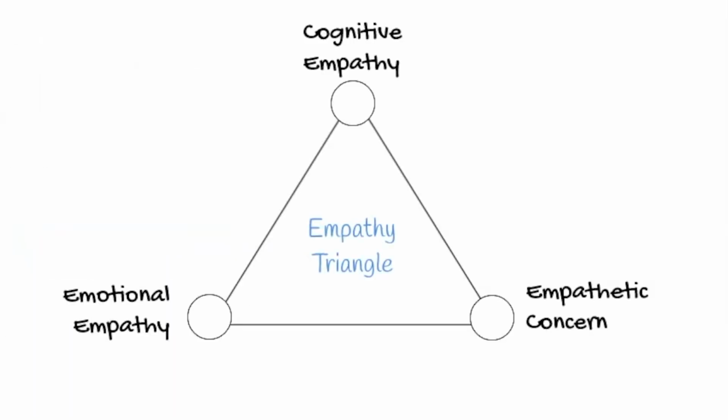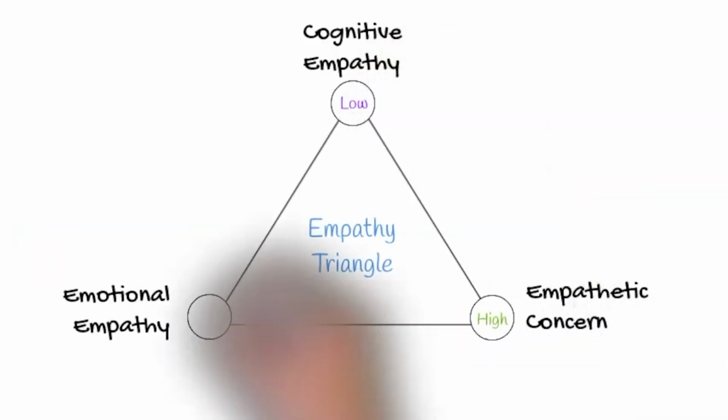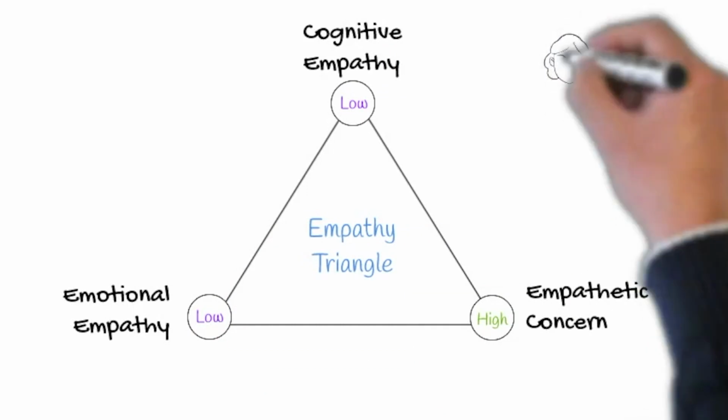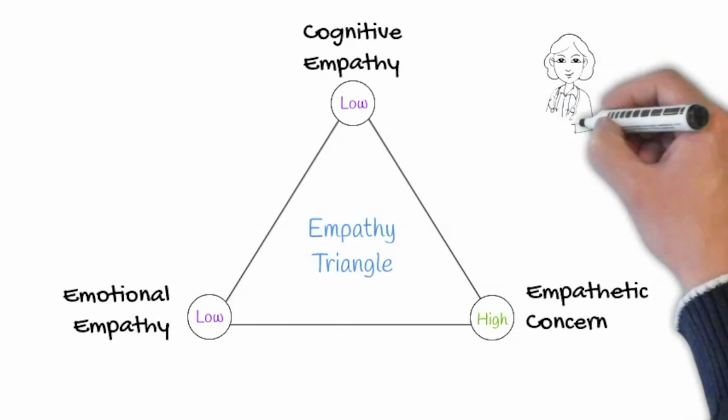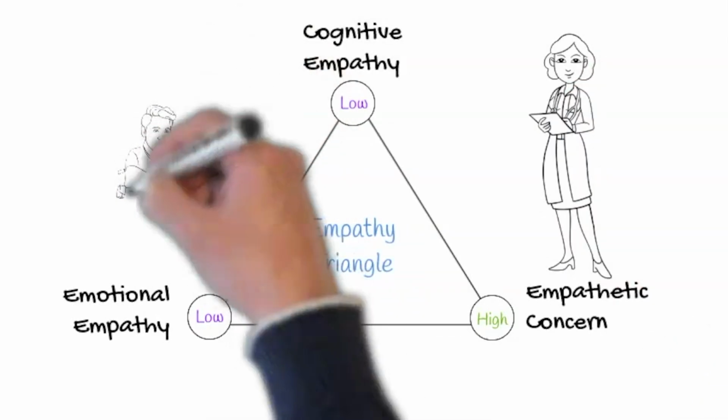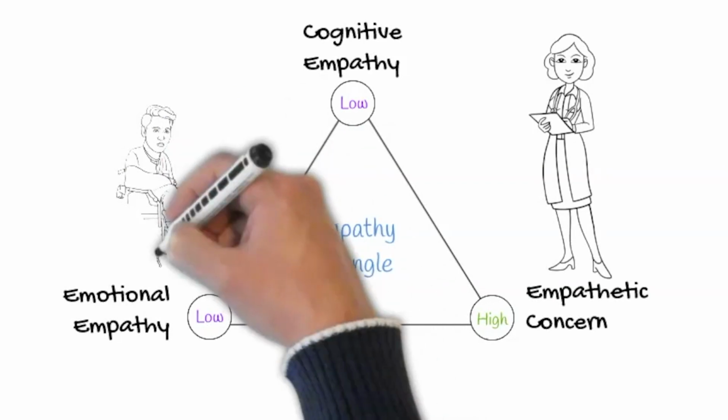High levels of empathetic concern with lower levels of cognitive or emotional empathy. Empathetic concern is a little different than the other two points on the triangle because this has less to do with how you may be understanding the other person and more to do with your own feelings and drivers related to your concern for the other person.